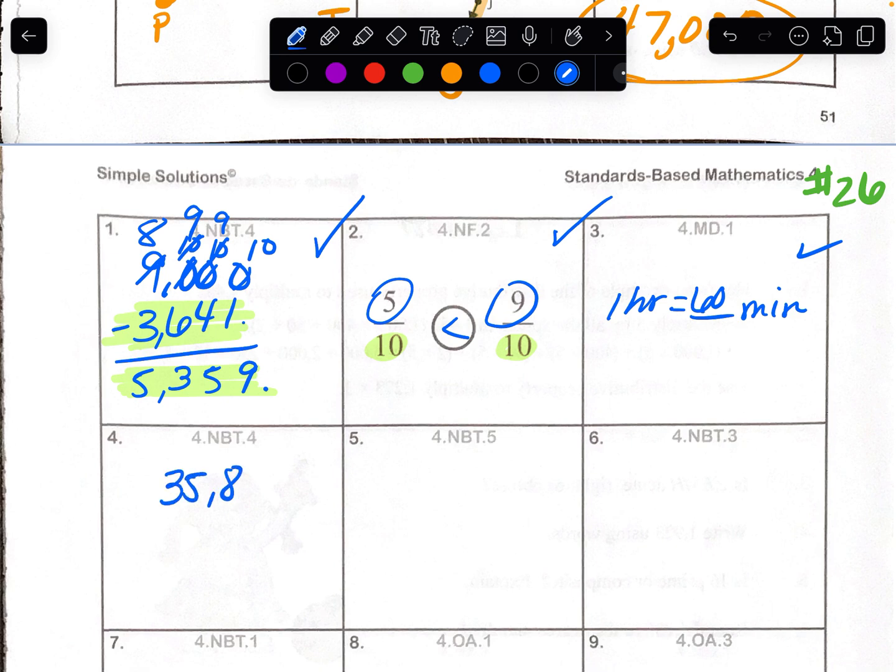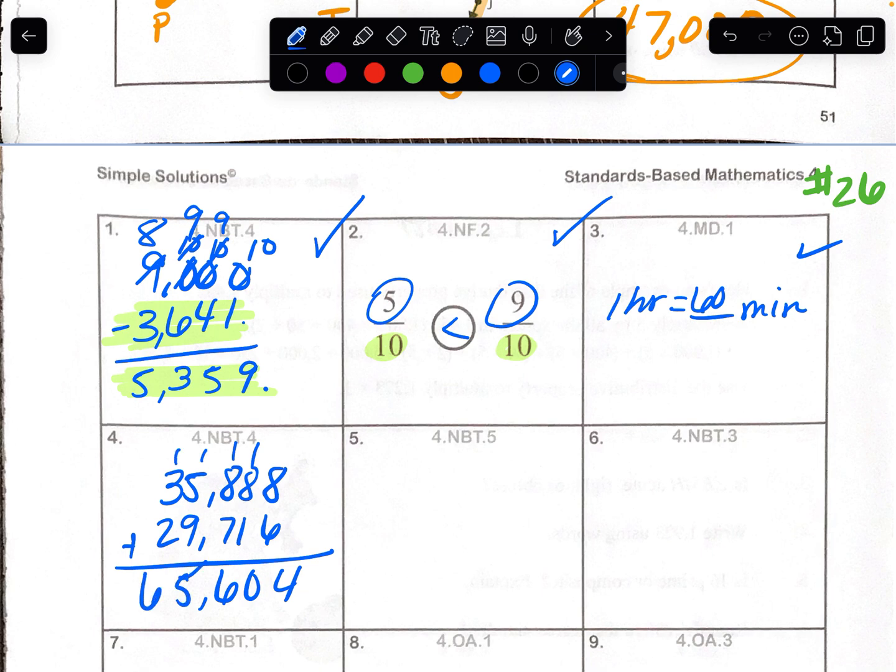All right, number 4, we are looking for the sum here. So we are going to add, for the sum of 65,604.